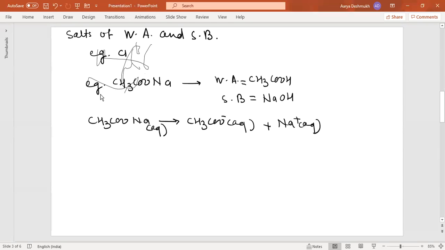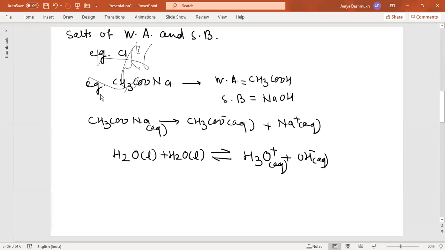Now water also dissociates slightly. I told you about this autoionization of water, and I explained this also. So it dissociates as H3O plus and OH minus ion. So these are the two things appearing here. Now the solution of CH3COONa contains Na plus ions, H3O plus, CH3COO minus, that is the acetate ion, and hydroxide ion.